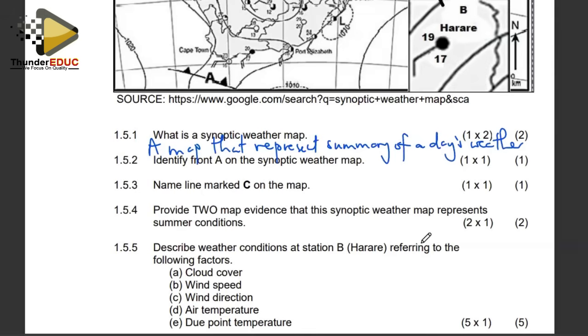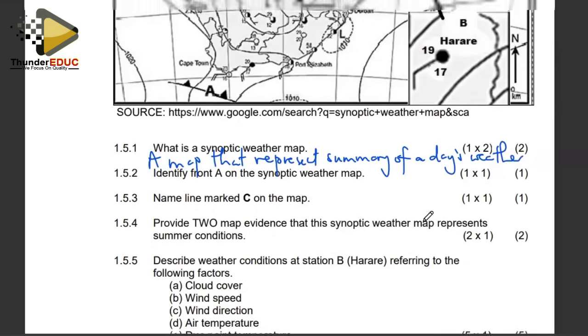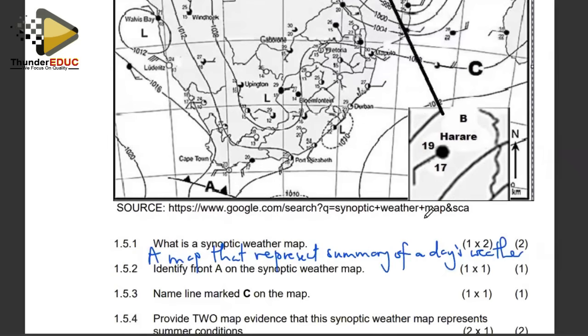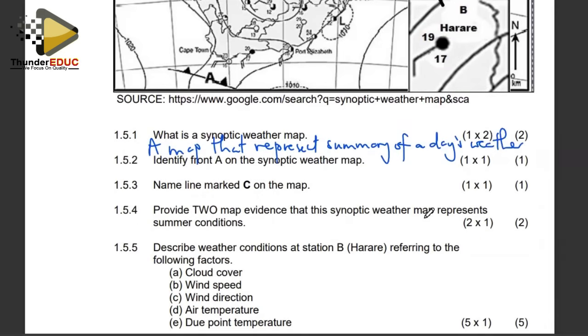Right. Identify front A on the synoptic weather map. If you are to identify the fronts, you must not struggle. We know that we have two main fronts, the cold front and the warm front. Our question is asking about front A. Right, these fronts you see by these indications.